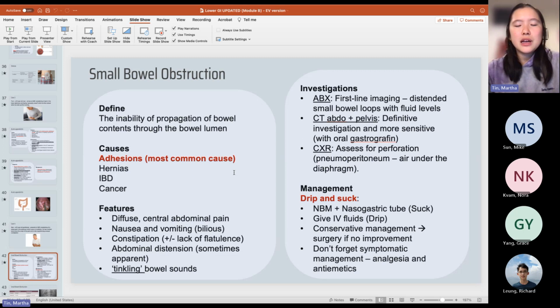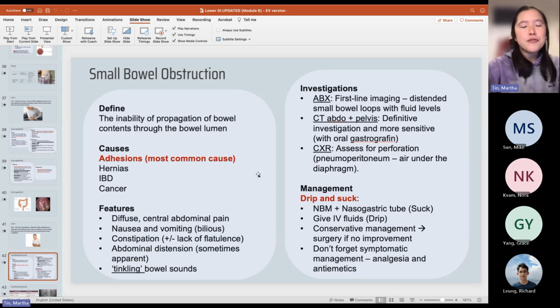And just like large bowel obstruction, you'll get a lot of abdo distension, you'll get a lot of abdo pain, and you'll get tinkling bowel sounds. I guess in large bowel it might be empty, no bowel sounds, sorry. But for me, the key defining feature in an exam question that makes you think small bowel obstruction as opposed to large is the nausea and vomiting.